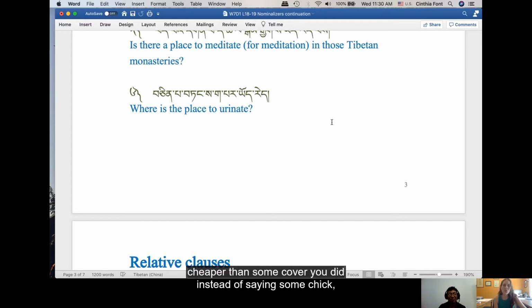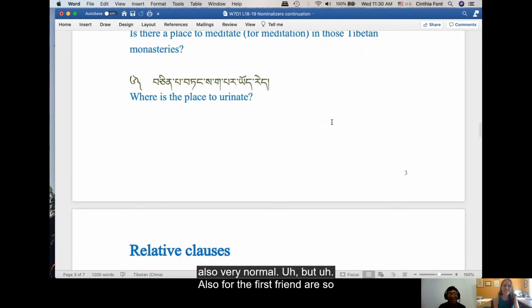But it is not rude to say Chimpatang sang kawayore instead of saying sang che kawayore, like where's the bathroom? You could say Chimpatang sang ragenla. Yeah, it's also very normal, and also good to use with a friend. But generally, for an unknown person, it's better to use Sangchu Kabayore. Exactly.